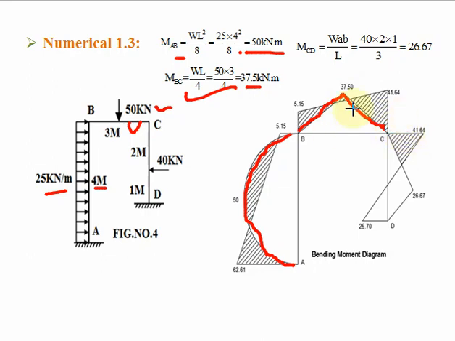Now next is for point load of 40, which is acting 2 meter from C and 1 meter from D. Let's call this one as B and 2 as 2 meter. So the equation for MCD is equal to WAB by L, 40 into 2 into 1 divided by span 3, is equal to 26.67. So in triangular fashion you have to draw. Okay. So this is your free bending moment diagram.